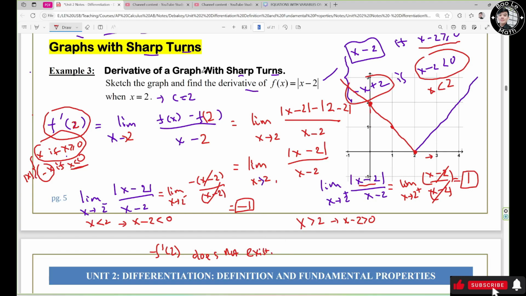Alright, so what you're gonna conclude? Whenever you see the graph with a sharp turn, the derivative does not exist, right?